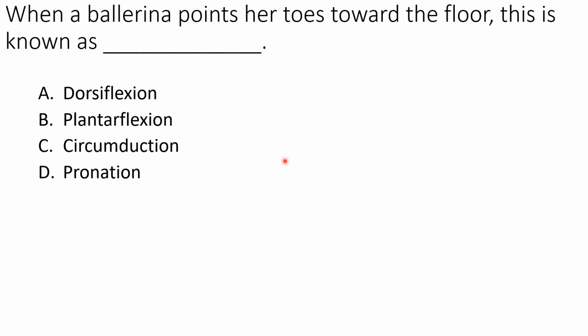When a ballerina points her toes toward the floor, this is known as what? Think of her as walking on her tippy toes. Between these two answers, dorsiflexion or plantar flexion, it's actually plantar flexion, which is walking on your toes.